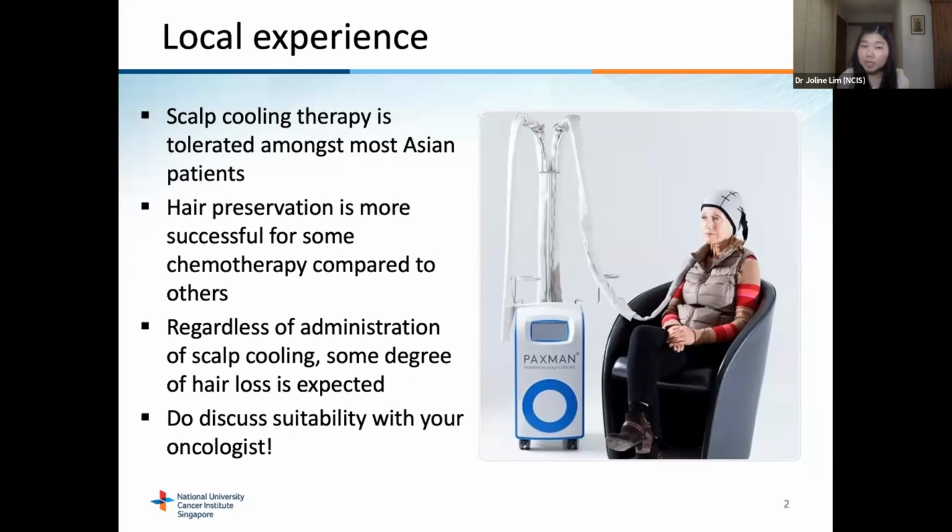However, we have had some patients who have continued their scalp cooling through the hair loss, and they anecdotally tell us that their hair regrowth has been faster, but this has not been validated in studies. There are studies that are ongoing for this.